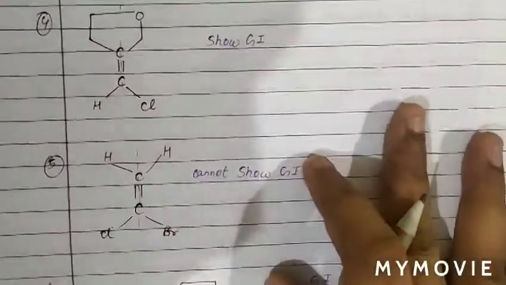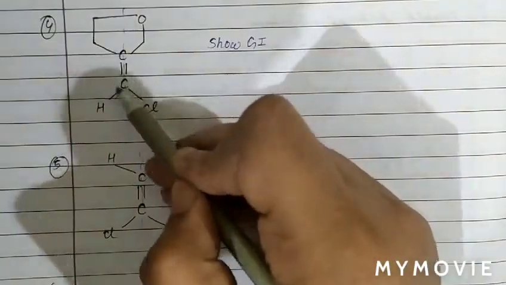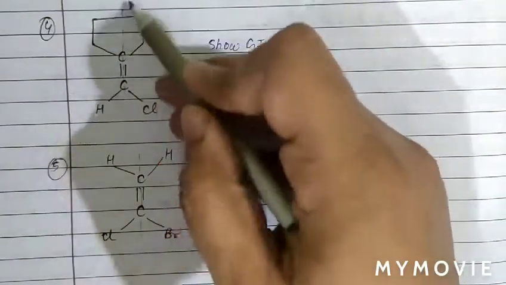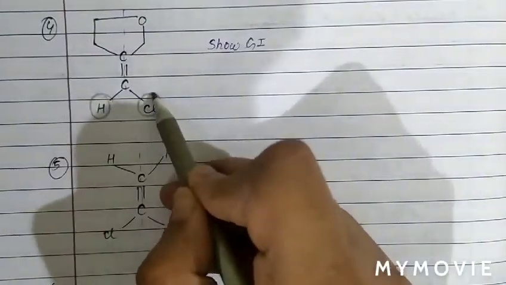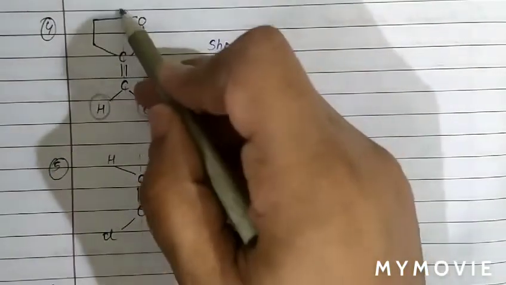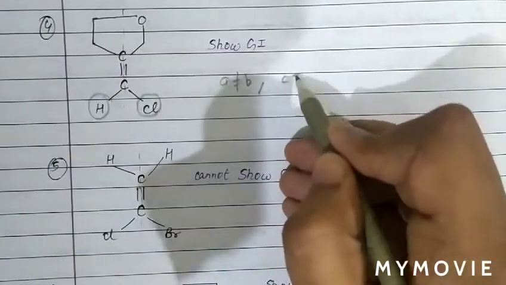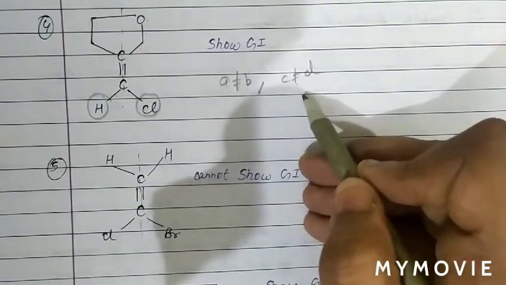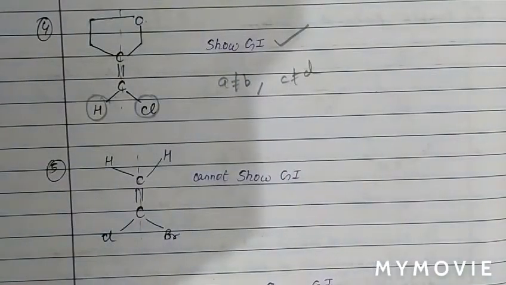Now see the next question. To show GI, as we can see in this case, this is a carbon-carbon double bond. So cut the plane about this carbon-carbon bond. When we cut, we can see this is A, this is B. So A is not equal to B, and when we cut about this bond, this is carbon-oxygen and this is carbon-carbon. So C and D are also different. So A not equal to B, C not equal to D. Therefore we can say this can also show geometrical isomerism.